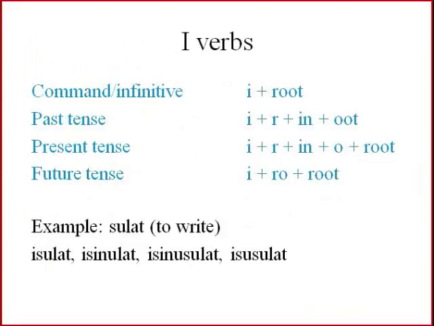Okay, now we're going to talk about I verbs. The conjugation for I verbs is very similar to IN verbs. Oh, and please note that in Tagalog, the letter I says E. The command form is created by putting E in front of the root. Root. Past tense is created by sticking E in front of the root and also inserting "-in" before the first vowel.